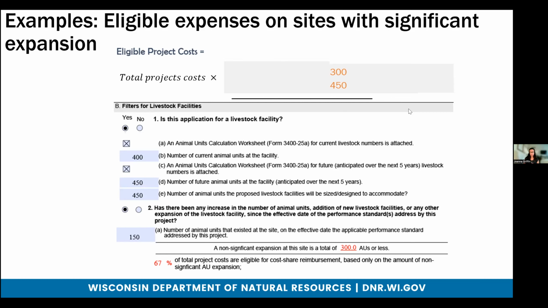So I would assume you'd be looking at the process wastewater performance standard and non-compliance with that particular performance standard. So yes, a waste storage facility for that purpose could be eligible, depending on the timing of the TMDL. It could be a TMDL project, or it could be a non-TMDL project if that TMDL is not yet EPA approved.